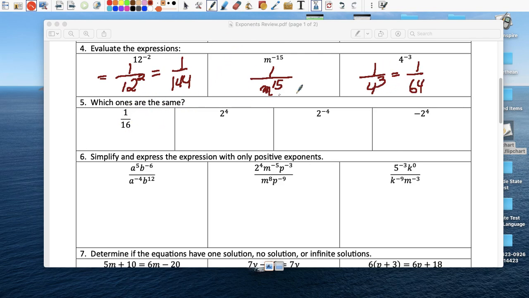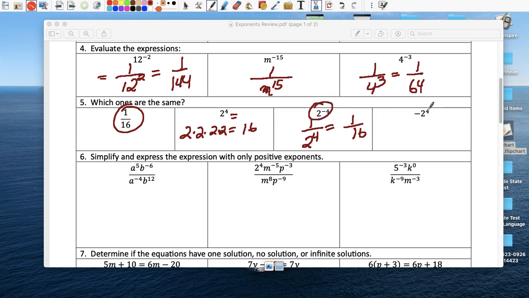Next one, which ones are the same? Well, 1 over 16, there's not much to do, so let's leave it as it is. Let's figure out what 2 to the 4th is. 2 to the 4th is 2 times 2 times 2 times 2, and that's 2, 4, 8, 16. So that's 16. So obviously 1 over 16 and 16 are not the same. Let's do 2 to the negative 4th power. Let's write it as a fraction over 1, so 1 over 2 to the 4th. And 2 to the 4th is 2 times 2 times 2 times 2, 2, 4, 8, 16. Notice that this guy here and this guy here are the same, just written in a different manner.